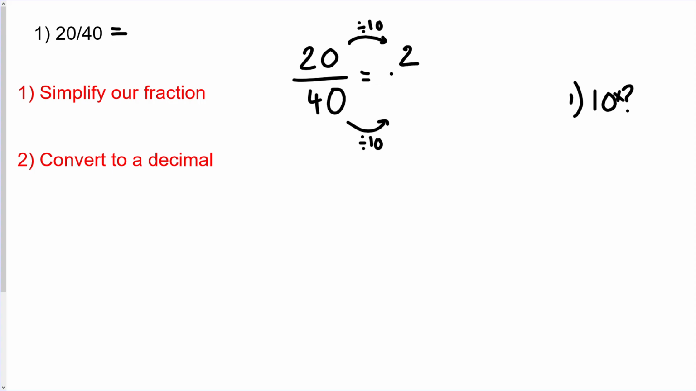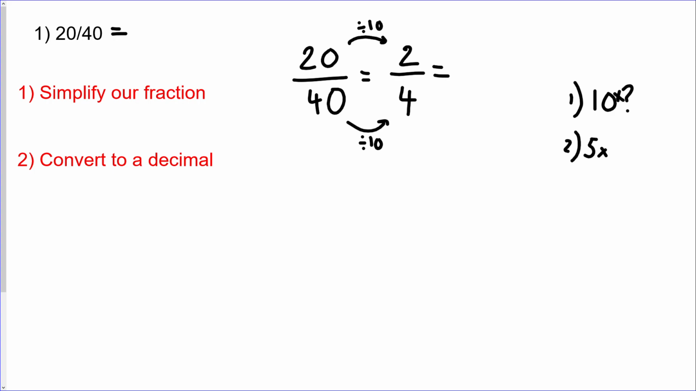20 divided by 10 is 2, and 40 divided by 10 is 4. Now, I ask myself the questions again. Do both the numerator and denominator go into the 10 times table? And this time I know my answer is no, because they are not both multiples of 10 now, because they do not end with 0.